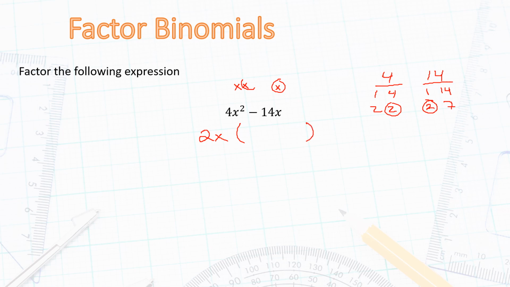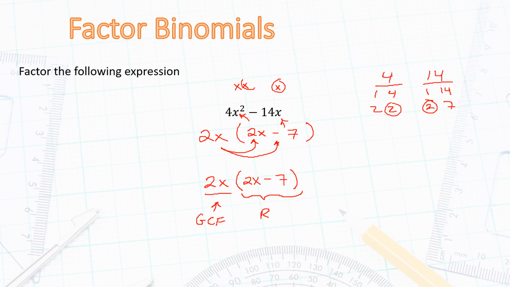2x times blank is 4x squared. That will be another 2x. 2x times blank is minus 14x. That will be minus 7. So my answer is 2x times 2x minus 7. So the 2x on the outside is your GCF, and then what's inside the parenthesis is your remaining terms. So this is what was left after you took out that greatest common factor.